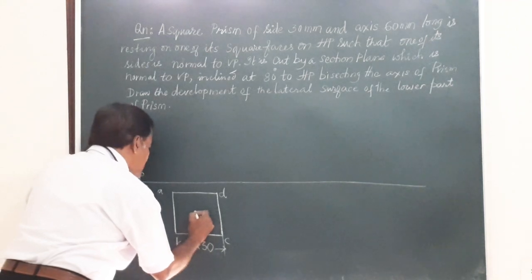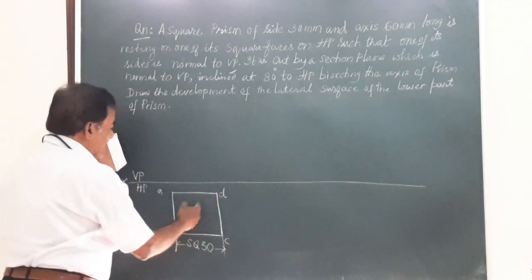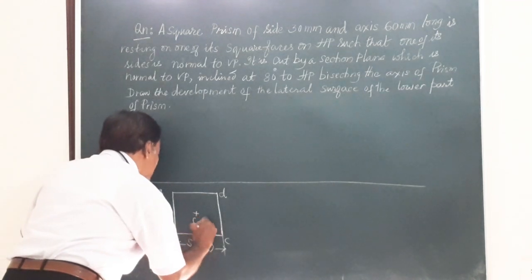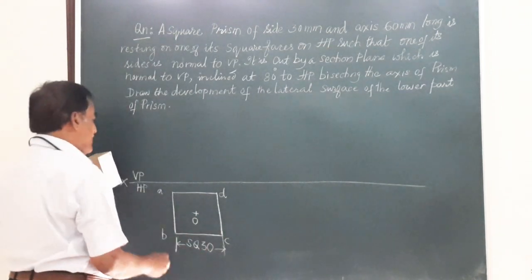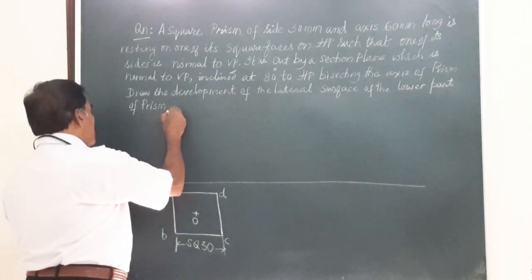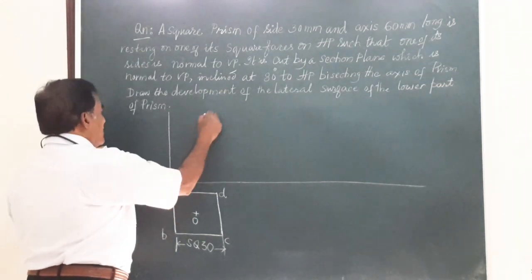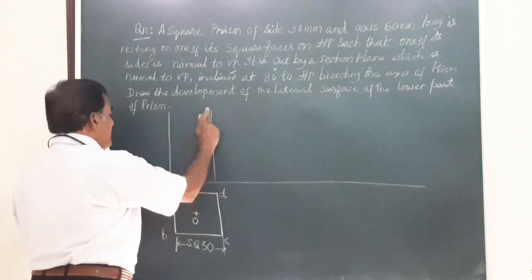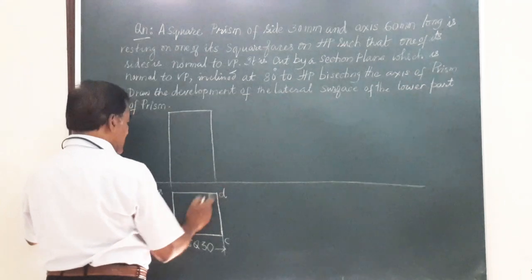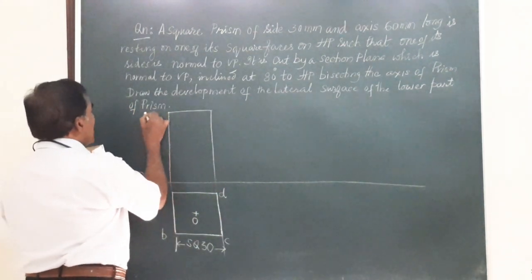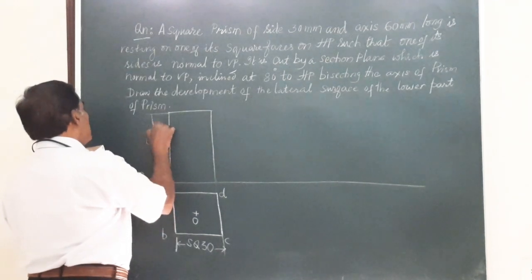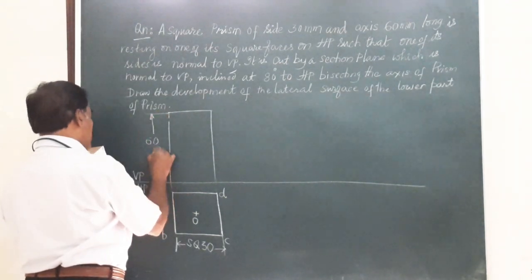Obtain the center of this square by bisecting any two sides or just by joining the diagonals, and I represent the center of the top face of this square as O. Now we know the height of the solid and hence I obtain the front view of the solid. The front view is going to be a rectangle having width equal to 30 mm and height equal to 60 mm.